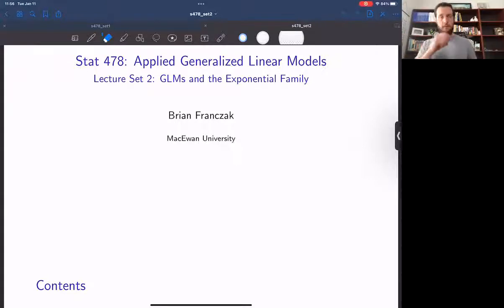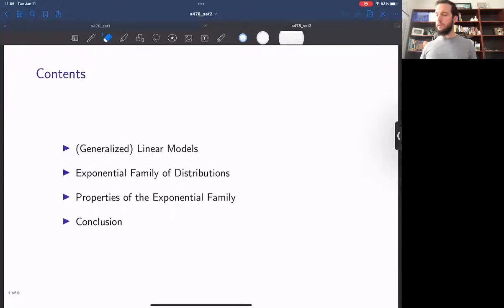And more importantly, this lecture set is really focused on the definition of the exponential family. So as we will see, response variables that can be utilized within a generalized linear model framework also belong to the exponential family distributions. So understanding properties of the exponential family is going to be useful to us because it'll help us understand properties of the models that we're working with as well.